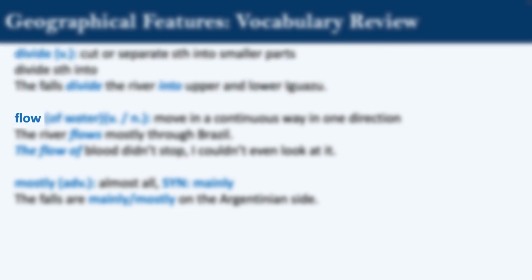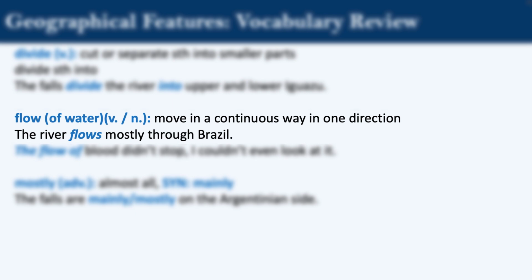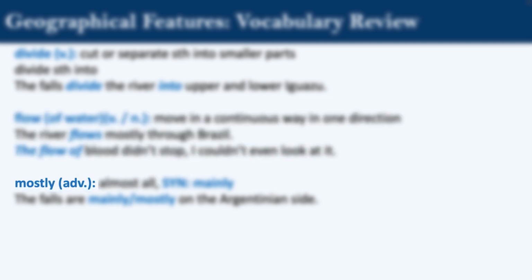Next is the word flow. Flow is usually used about water or other liquids. To flow is to move in a continuous way in one direction. For example, the river flows mostly through Brazil. Verb. The flow of blood didn't stop. I couldn't even look at it. Noun.